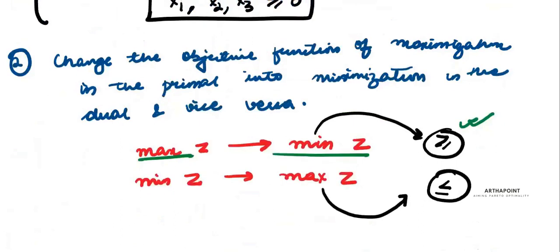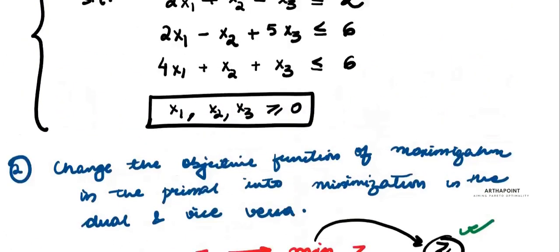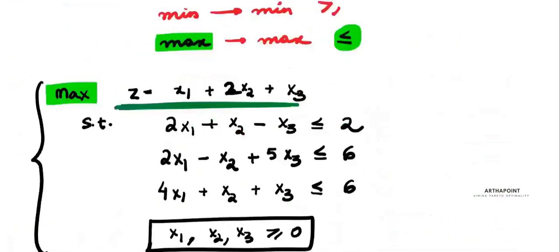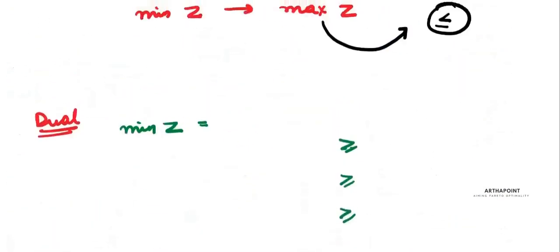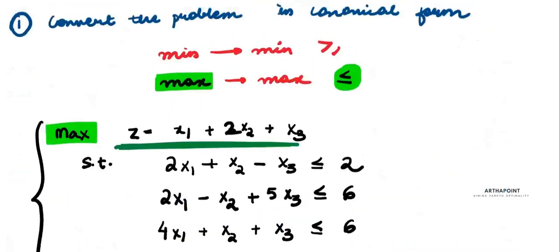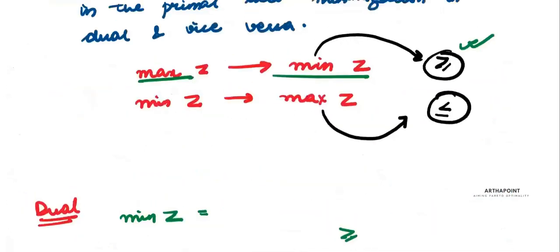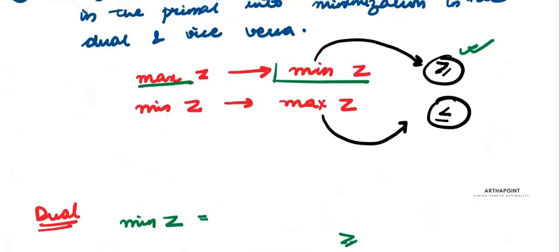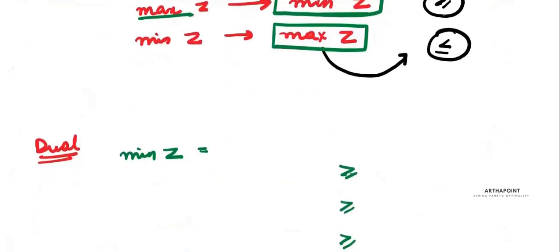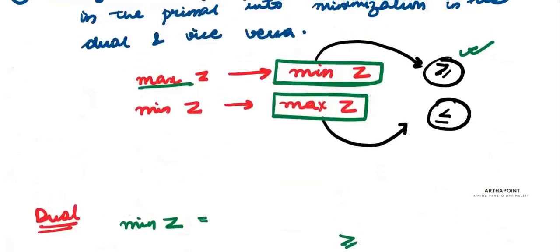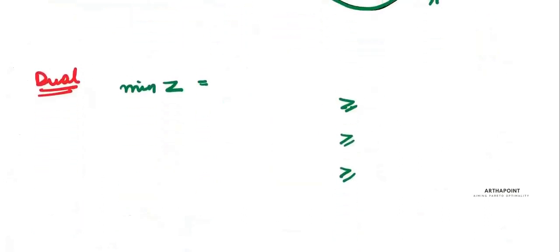Just consider this as part of step 2, that when I go from the canonical format to the dual format, I want to convert my objective function. If it is max, I want to make it min. If it is min, I want to make it max. When I make it min, all signs should be less than equal to. When I make it max, all signs should be greater than equal to. This is it, that when I convert it to a max, less than equal to. When I convert it to a min, greater than equal to. That's it that I have to remember for now.